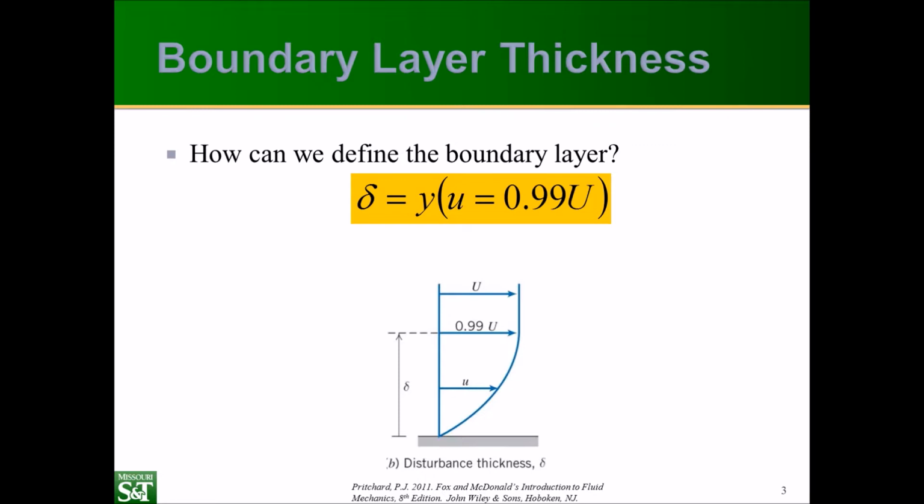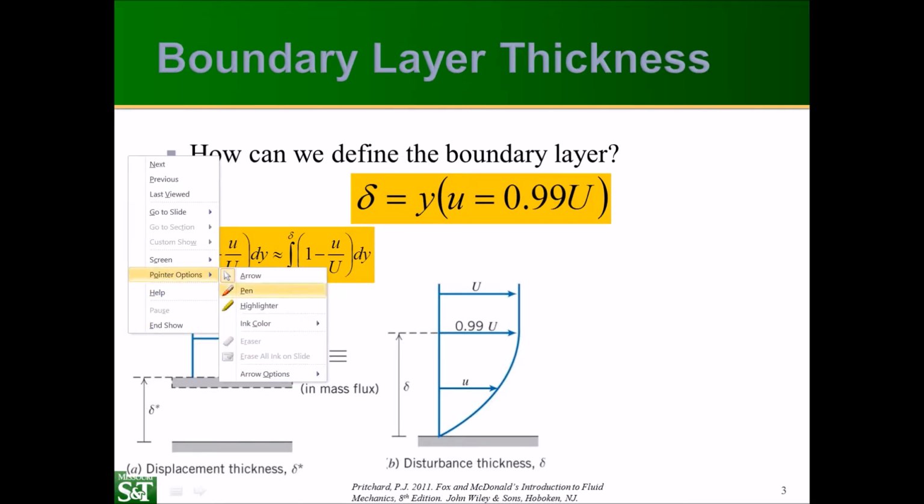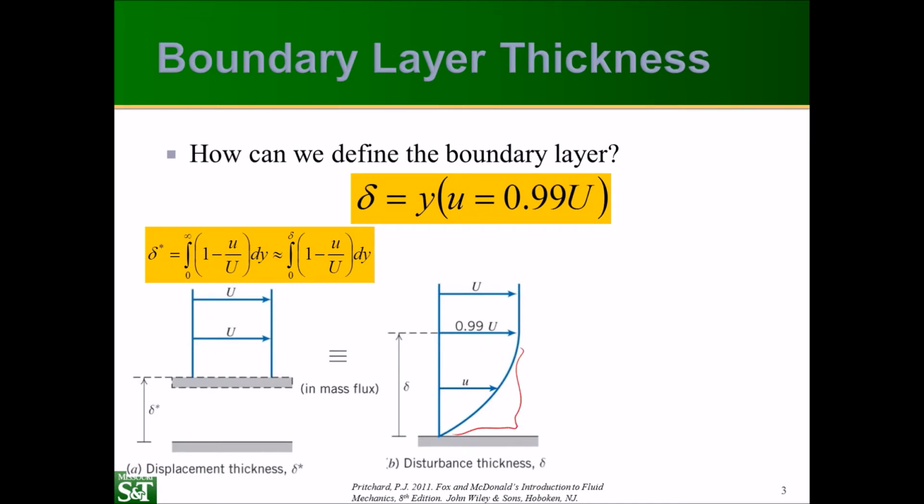But we can also define a couple of other versions of this. The first one is the displacement thickness, or delta star. And the idea here is, if you have a boundary layer, you actually reduce the mass flow rate, because you have this region here where the velocity is lower. And the displacement thickness is basically how far you would have to move the surface to maintain the same mass flow rate in this region as you have in this region. So essentially, the area here is the same as the area here.